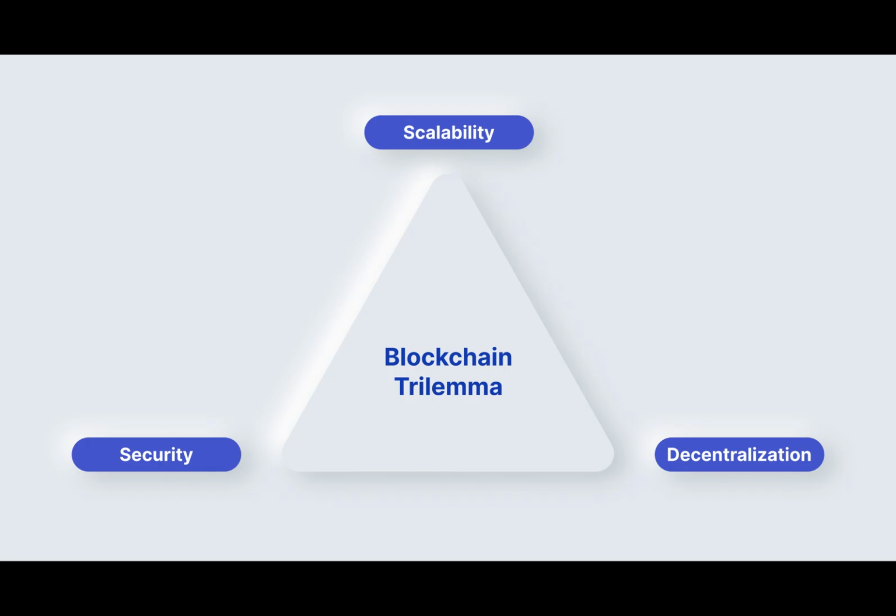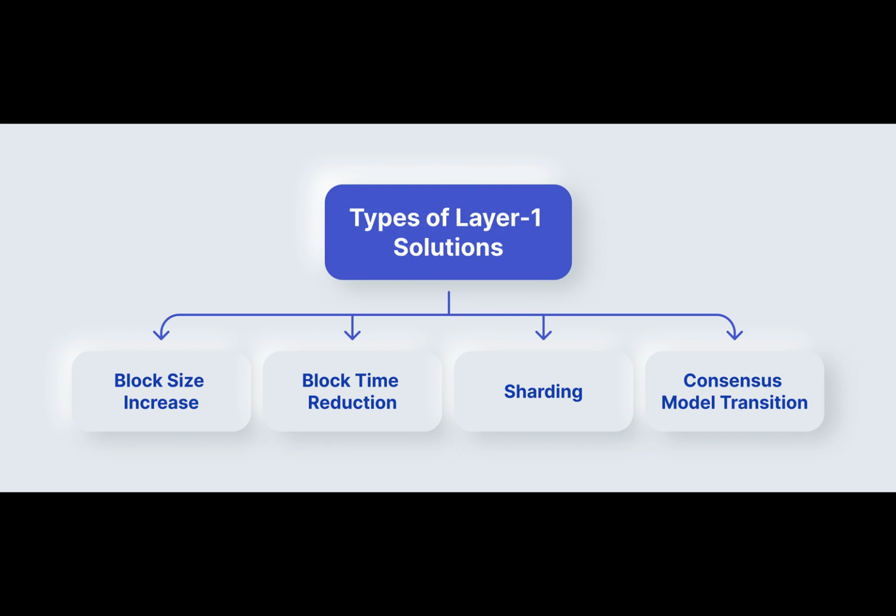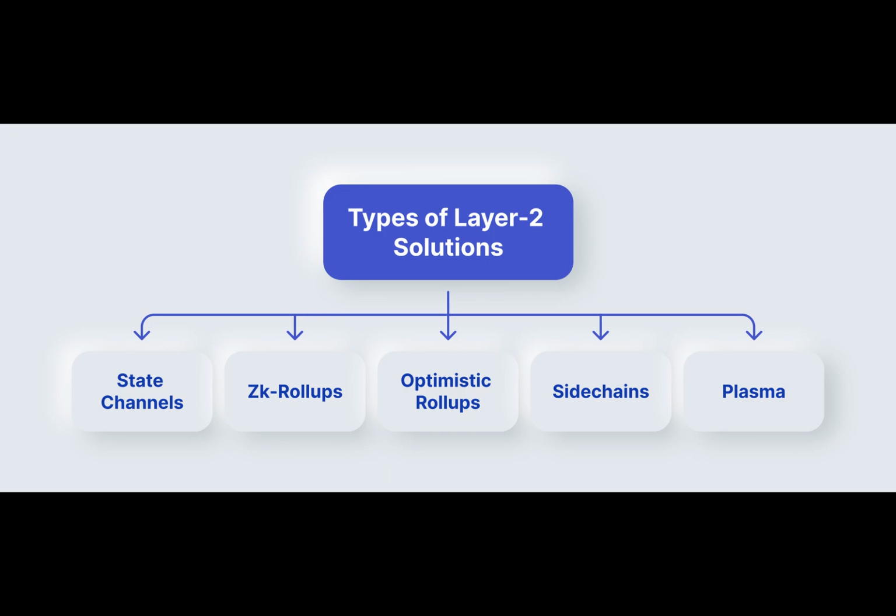Block size increase is a seemingly straightforward solution, which implies raising the block size to allow for a greater number of transactions within each block. However, this tactic requires careful calibration. Excessive increases can burden node operators, potentially compromising decentralization. Block time reduction: by decreasing the time interval between the creation of blocks, networks can process transactions more rapidly. This requires a delicate balance to ensure network stability and adherence to security.